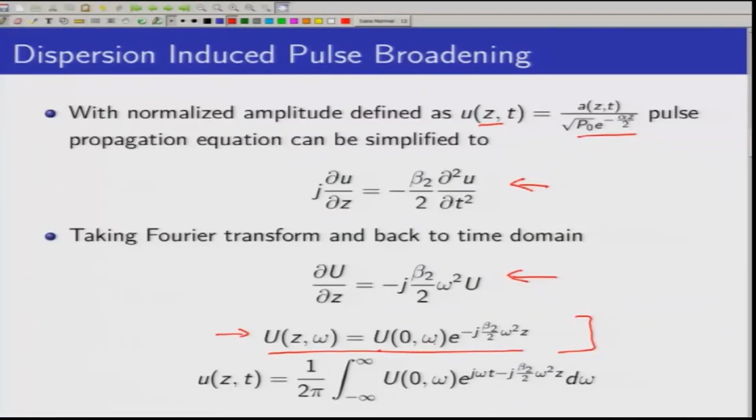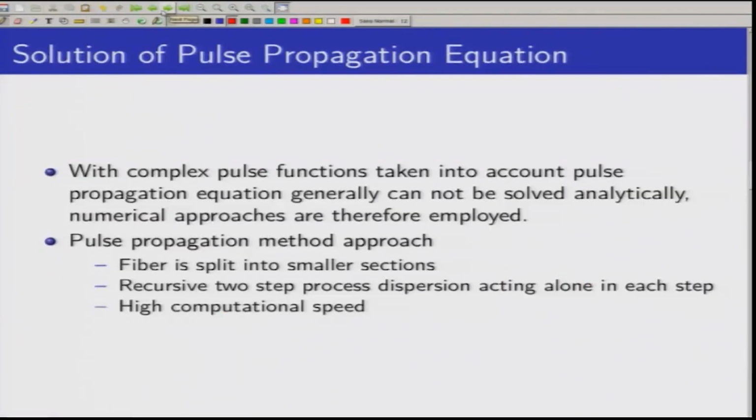And to get back this equation in the time domain, we will take the inverse Fourier transform, which shows that the equation becomes, which is just the inverse Fourier transform of the above equation. So, how do we go about solving this equation? When we take complex pulse functions into account, the pulse propagation equation cannot be solved analytically. We actually need to have some numerical approaches.